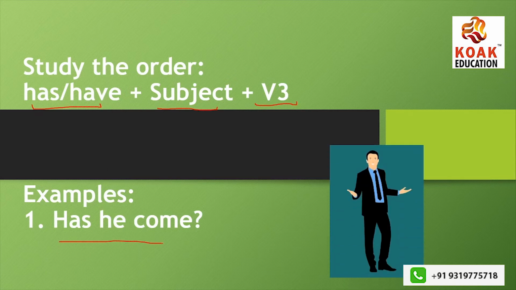Has he come? Where is he? Has he come? So I'm just asking, where is he? So what have I done? Has is my helping verb, he is my subject, and come is the third form of come. See, come is the first form of verb. Second form becomes came and third form again becomes come. So come, came, come. That is why here I have used third form, which is come.